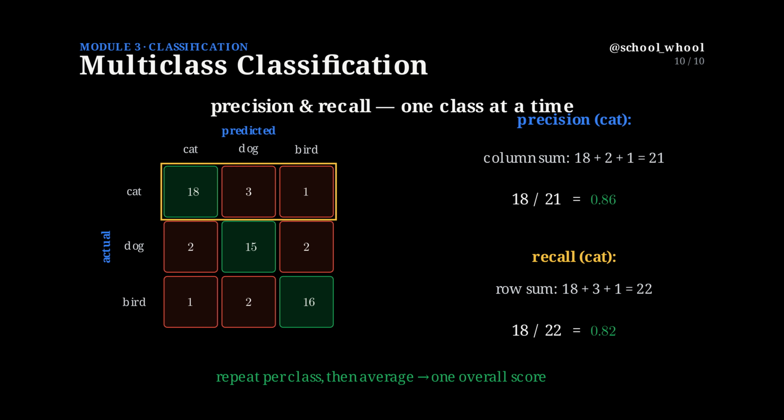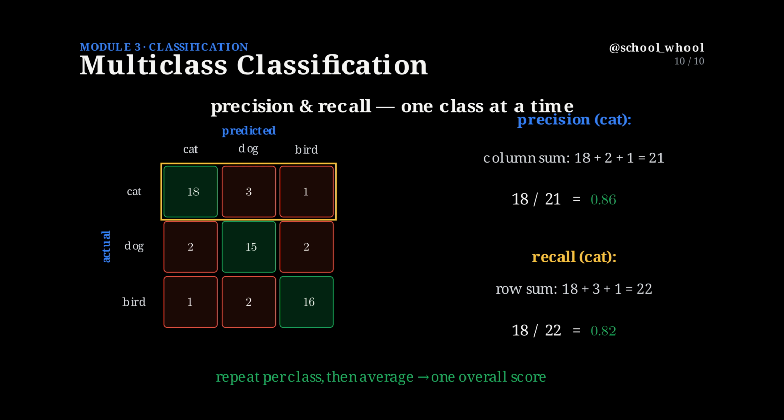For recall, we ask, of all the real cats, how many did we catch? Add up the actual cat row. 18 plus 3 plus 1 is 22. 18 over 22 is recall of 0.82. Do that for every class, then average the results into one overall score.